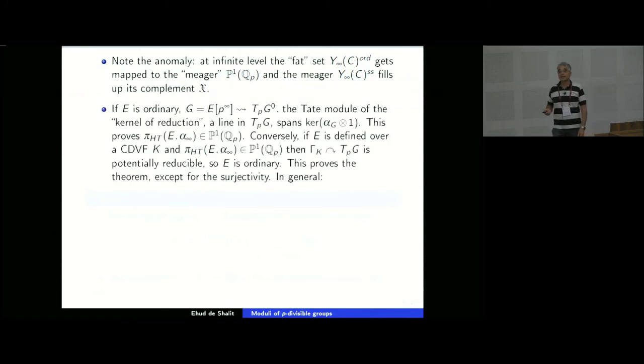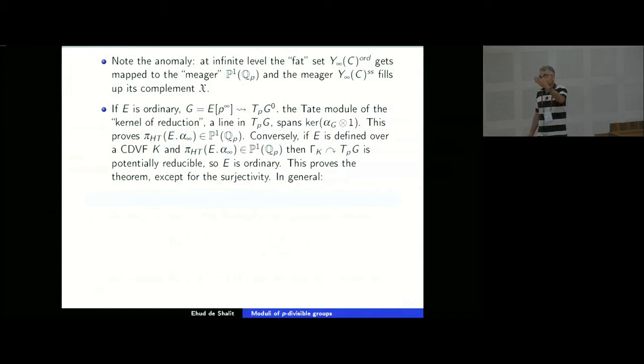Now, this actually can be explained. This is a point that can be explained and proved without much effort. If E is ordinary, what does it mean that the Hodge-Tate map sends us to a QP point? It means that this line in TP tensor C really is defined over QP. So you can really detect it already in the Tate module.